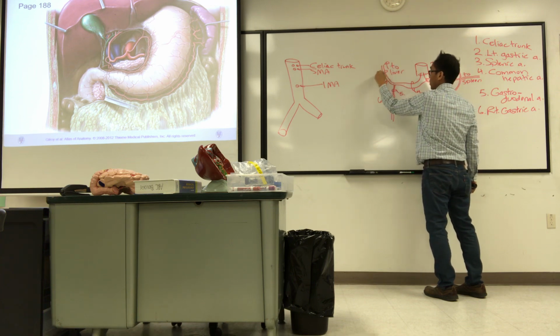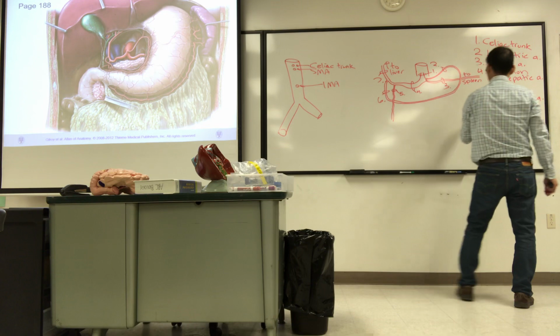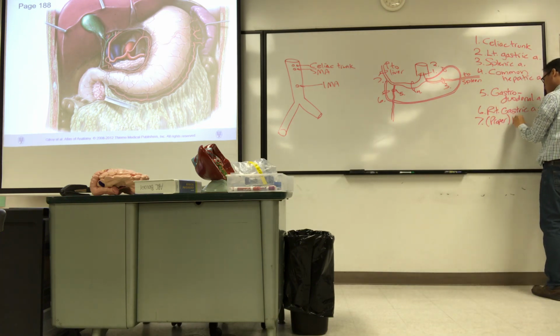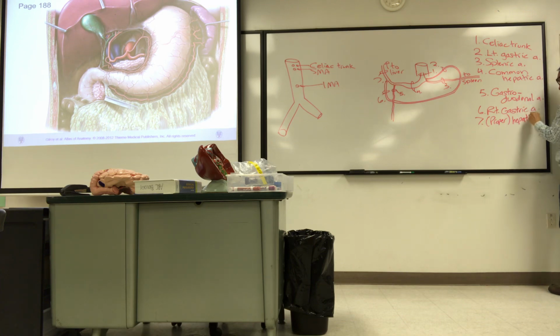Now, it'll continue on as the proper hepatic artery, going to the liver. Anyways, the name of that structure is proper hepatic artery. I put proper in parentheses. Sometimes books don't call it proper hepatic artery, they just call it hepatic artery. Either is fine. I think your book does call it proper hepatic artery.